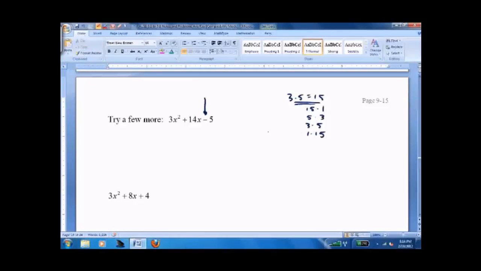Rewrite the middle term. It's a minus, so which one of these subtracts? 15. 3x squared minus 5. Rewrite the middle. Plus 15x minus 1x. That's it.